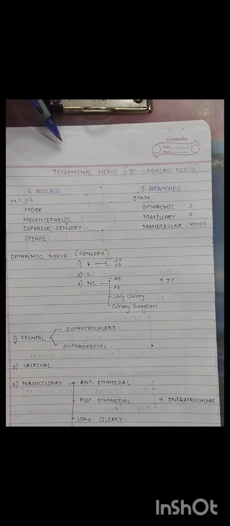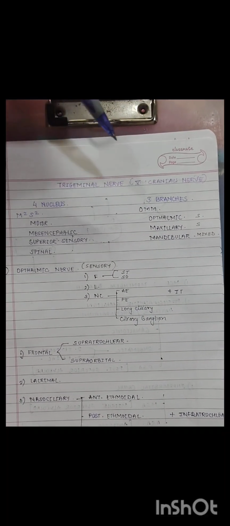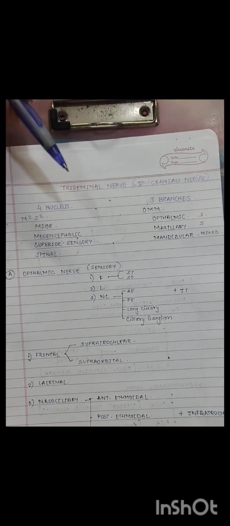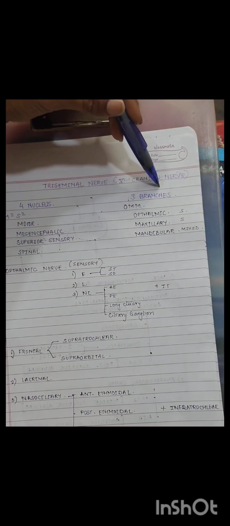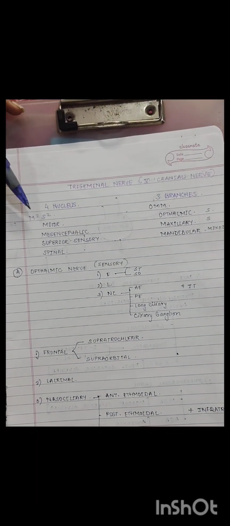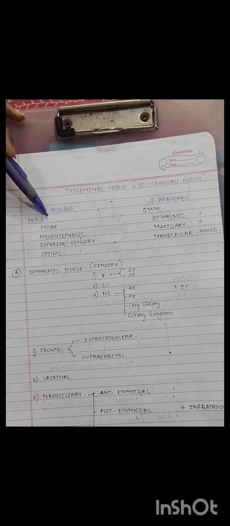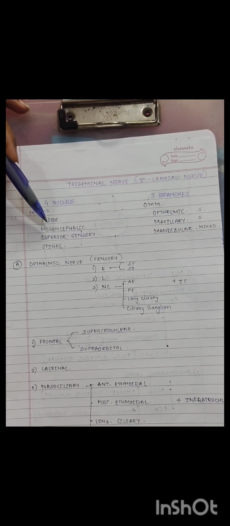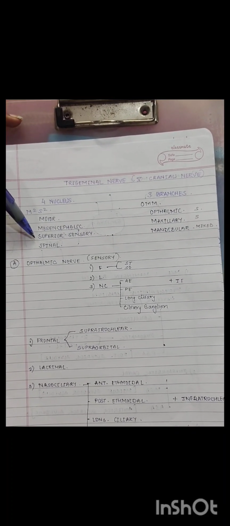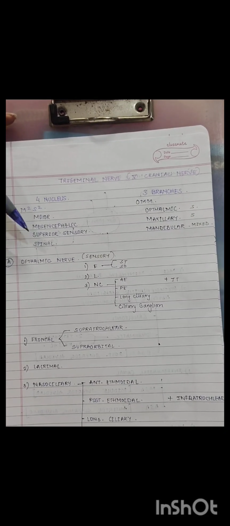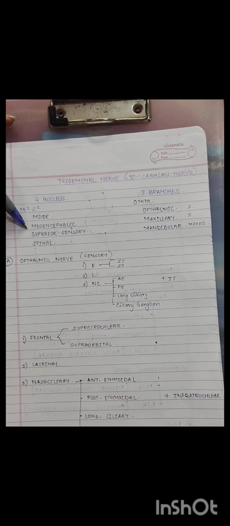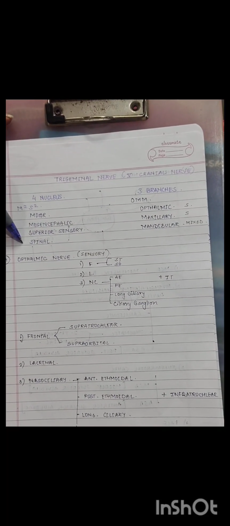Okay, so trigeminal nerve is the fifth cranial nerve. It has 4 nuclei and 3 branches. Remember M2, S2, which are the 4 nuclei: motor, mesencephalic, superior sensory, and spinal. Quick recap: motor, mesencephalic, superior sensory, and spinal.